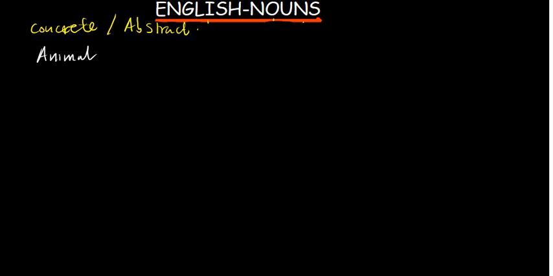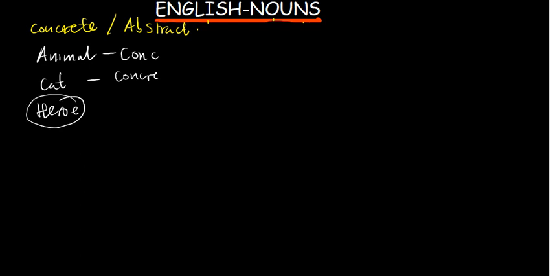So are you able to, can't you touch an animal? For example, a dog, you can touch a dog. So animal is a concrete noun because you are able to touch it. And then if you say cat, cat is also an animal. You can touch a cat, so it is also a concrete noun. If you say hero, this person is a hero. You cannot touch hero. So this is just the word which is referring to a kind of person. So this is going to be an abstract noun.